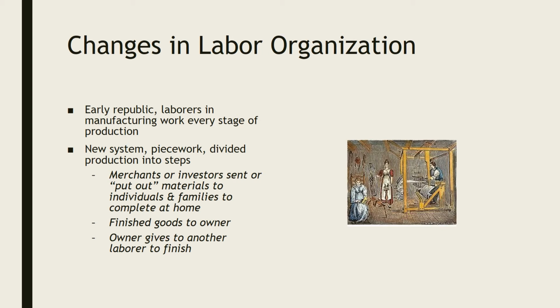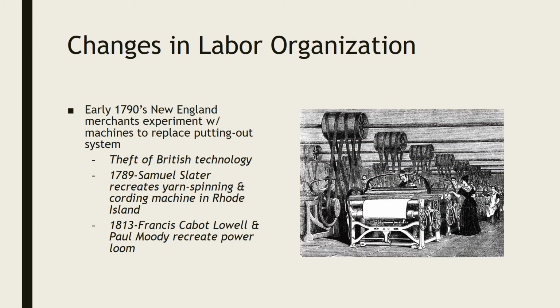The next stage in the development of this process would have been the piecework stage. So this is where merchants or investors would send or put out, as they called, materials to individuals and families to complete at home. So maybe you'd have women who would sew this cloth together, and then they'd send it back to the owner, and the owner would give it to another laborer to finish, but it's being done in the home. So that's the second stage of the process.